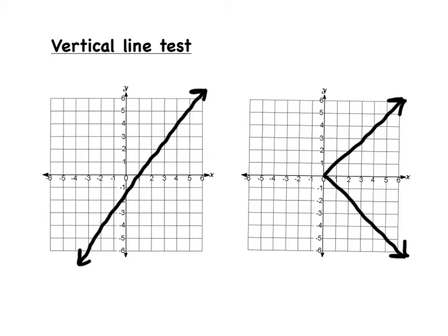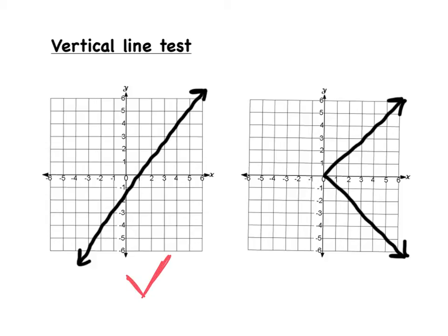Now when we're looking at a graph and trying to determine if the line is a function or not, we do this thing called a vertical line test. So basically what the vertical line test is, if you can draw a straight line anywhere on the graph, up and down, and you only hit the line just once, then it is a function. In the very first example, if I'm drawing a straight vertical line, I'm only hitting the line once. So in this case, this graph is a function.